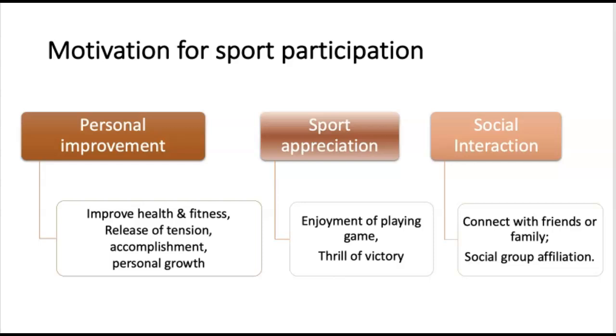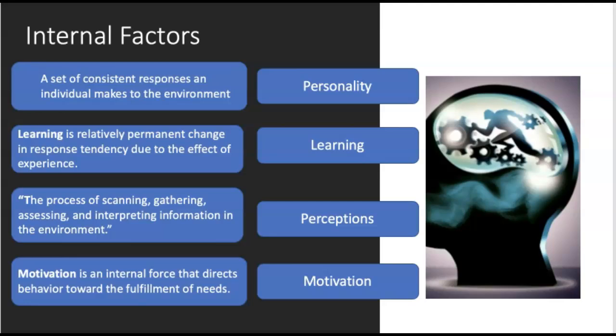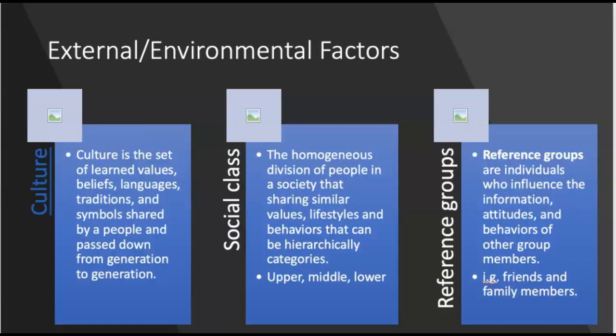So those are internal factors, right? Including personality, learning, perceptions, and motivation. In addition to the internal factors, we also have external factors, or we call them situational factors or environmental factors. Those will also impact people's decision-making process. Those include culture, social classes, and reference groups. Culture is a set of learned values, beliefs, language, traditions, and symbols shared by people and passed down from generation to generation. So culture has a huge impact on sports participation.